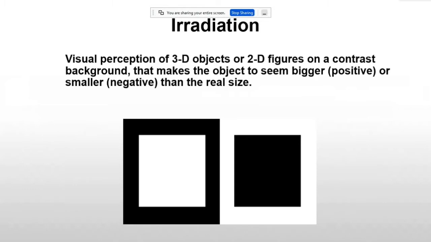So irradiation, what is it? If you see this white square and black square, it seems that the white one is bigger than the black one. So this is the visual perception of 3D objects or 2D figures on a contrast background. And when the object seems bigger, we have positive irradiation, or when it looks smaller, we have negative irradiation. Actually, the two squares are equal in size, but you see that irradiation, which is the basis of visual illusions.